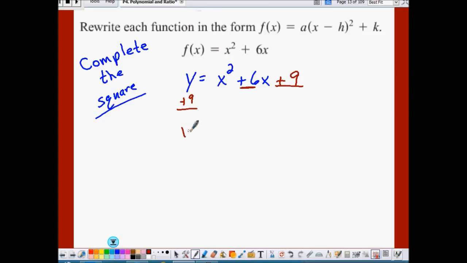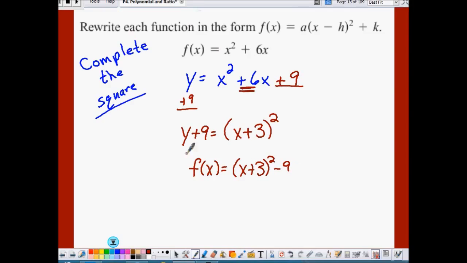So I now have y plus 9 equals, factoring the right side. Might as well factor that for me. x plus 3 times x plus 3, or x plus 3 squared. Reminder, after you complete the square, it'll always factor into x plus whatever half of that middle term was. In this case, x plus 3 squared. Last step, move your 9 back over, and I'm going to change my y back into f of x. f of x equals (x plus 3) squared minus 9. That's now transformation form.